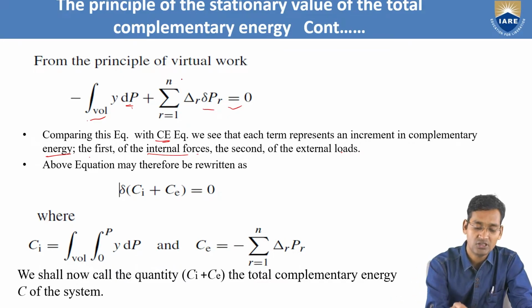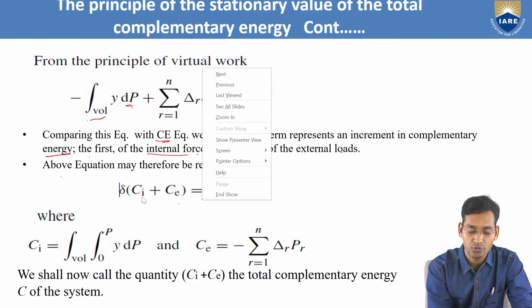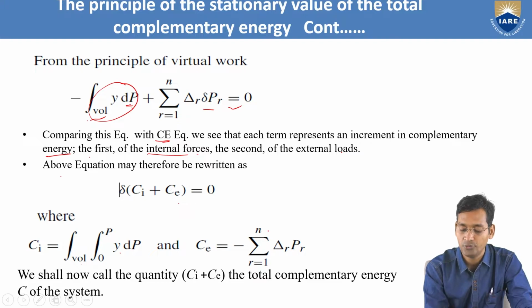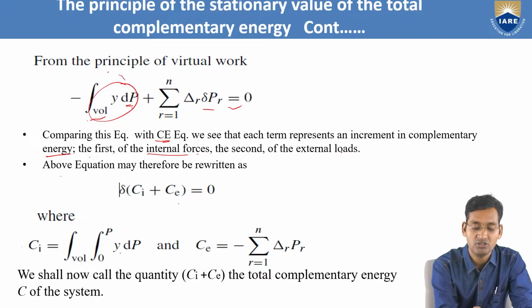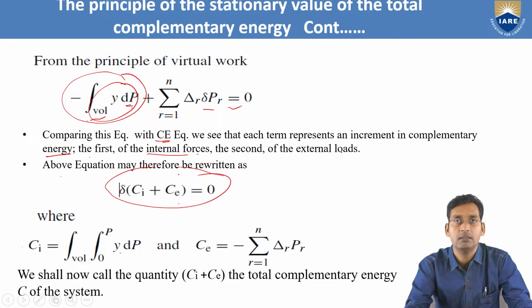Now, this equation we can write as, the above equation may therefore be written as dou Ci plus dou Ce equals 0. Where Ci is for the integral over the volume, 0 to P of y dp, just for this one, and Ce is the sum over r equals 1 to n of delta r times pr. So if this is positive, then this will be negative. Why? Because this is virtual work done by the load.